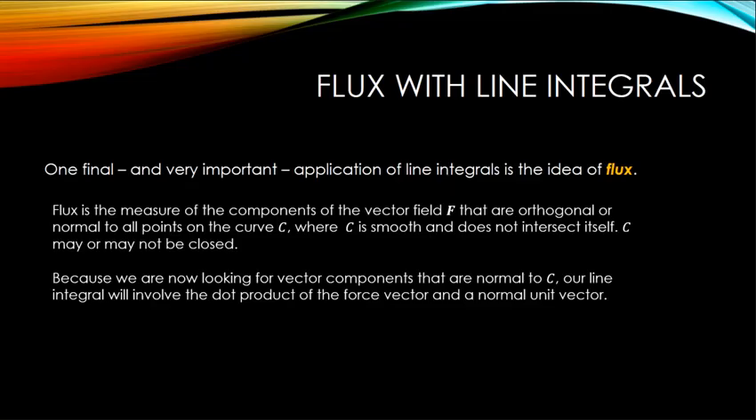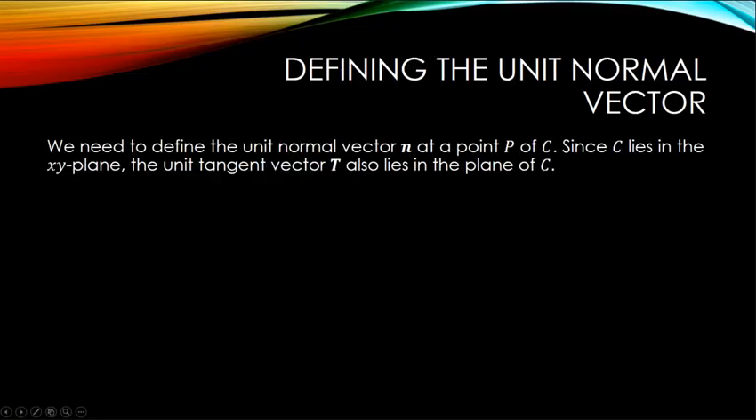And because we're now looking for vector components that are normal to C, our line integral will still involve a dot product, but this time we will be dotting the force vector with the normal unit vector. We need to define the unit normal vector n at a point P of the curve C.